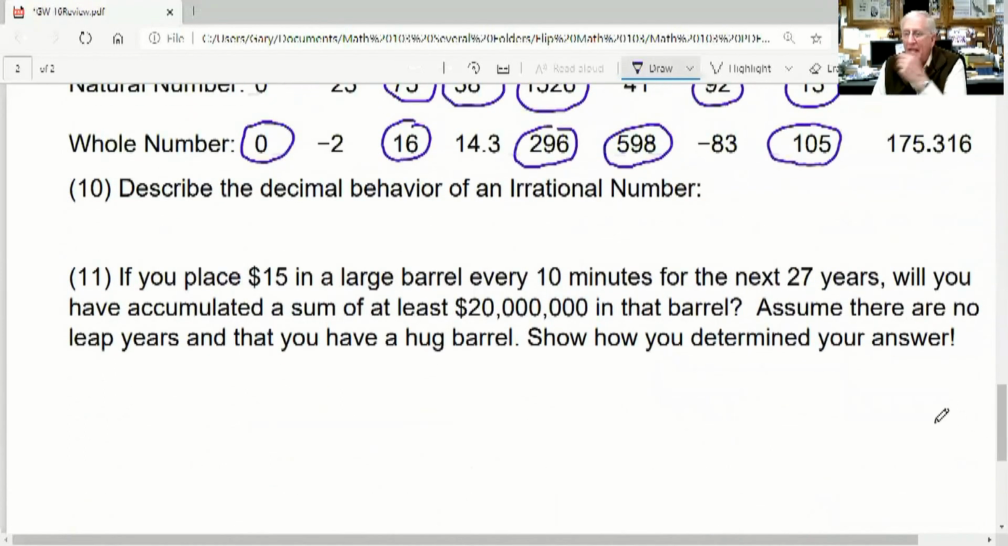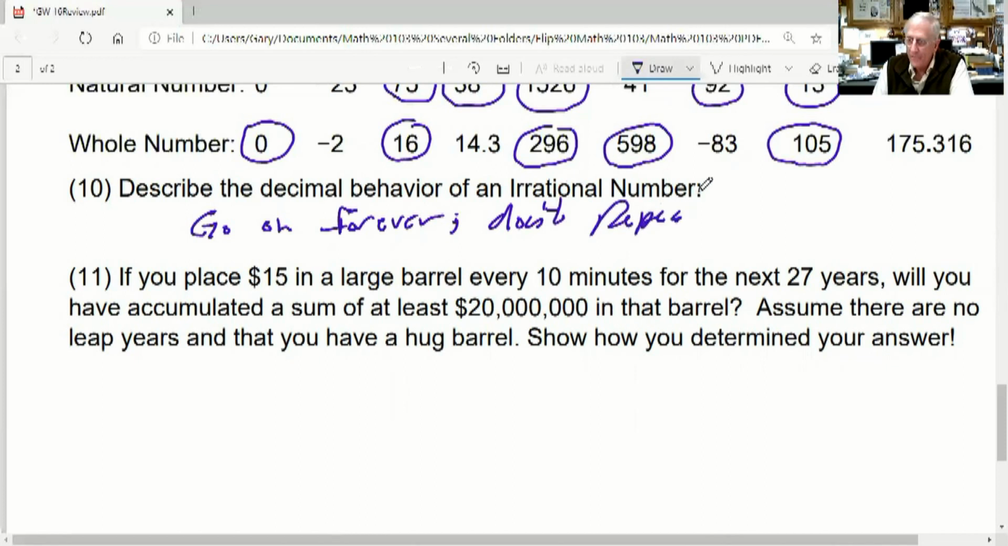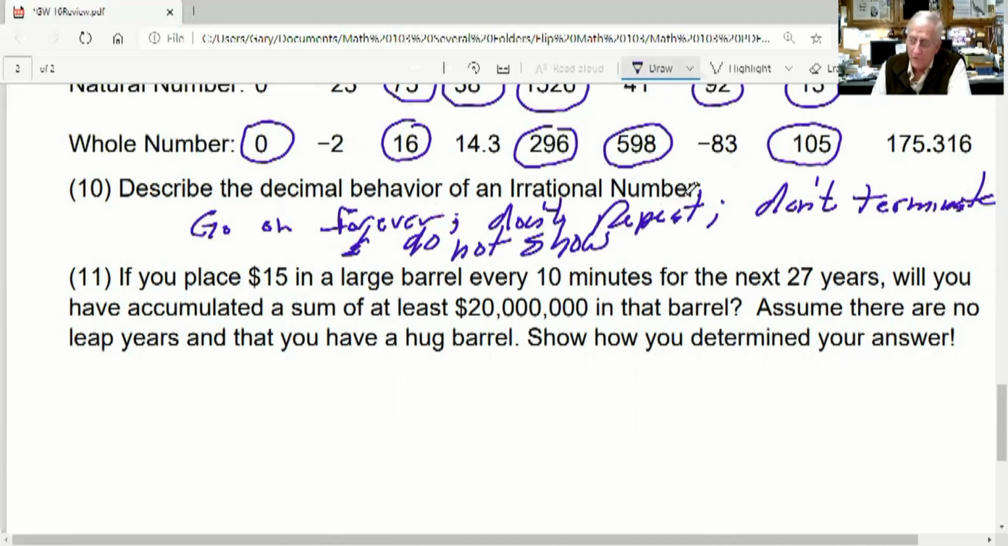Describe the decimal behavior of an irrational number. Right? They go on forever. They don't repeat. Don't terminate. And do not show a pattern to infinity.